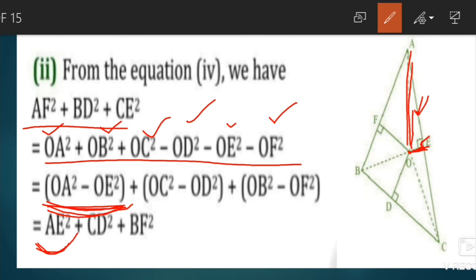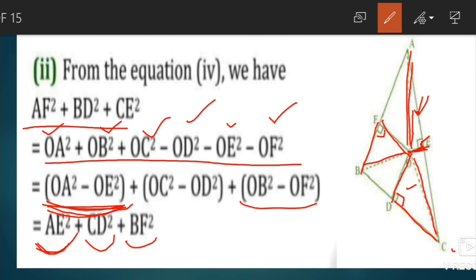Okay. Now if you look at OC square minus OD square, OC means this. If you take this triangle, again you can see that this is a right angle triangle. OC is the hypotenuse and OD is the perpendicular. That means hypotenuse square minus perpendicular square is equal to base square, and base is CD. That's why it is CD square. Okay. Similarly, if I take OB square and OF square, again by the same argument, since it is a right angle triangle, I can write the base square as BF square.